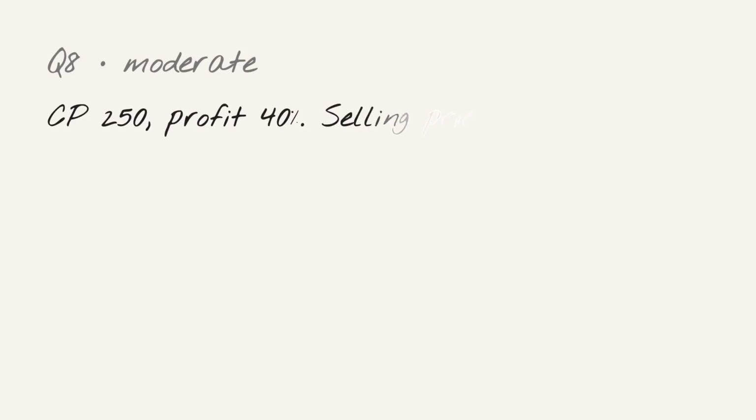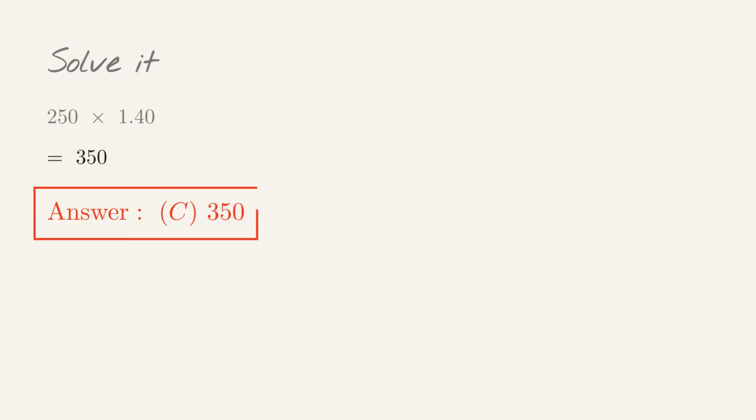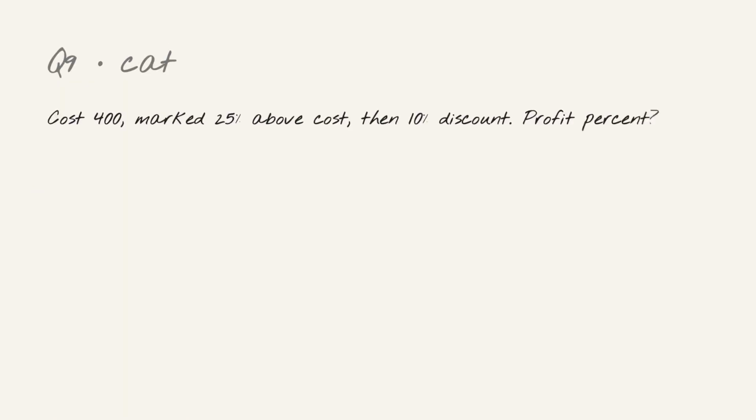Stay sharp. Multiply cost by 1.4. Pause, give it a real attempt, then I'll walk through it. 250 times 1.4 is 350. 40% of 250 is 100, added on. One more. Chain the markup and discount, then compare to cost.